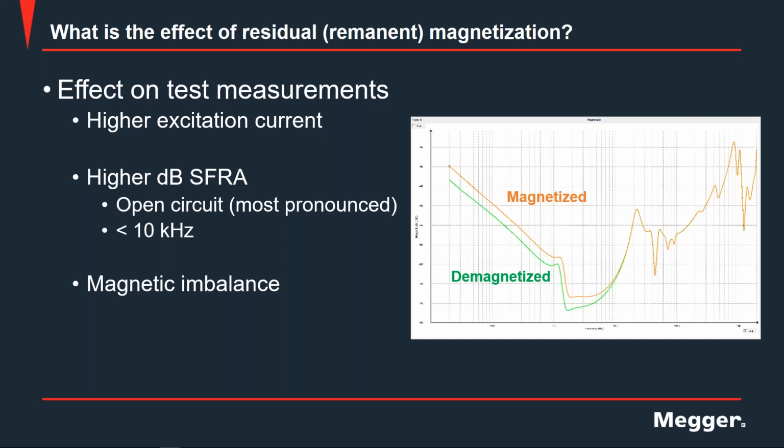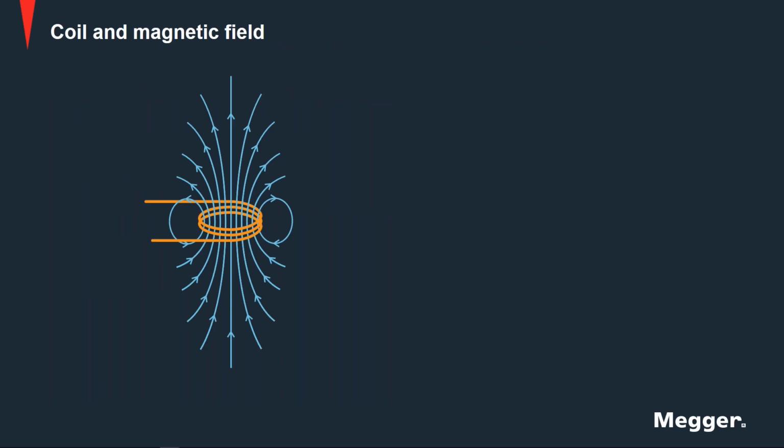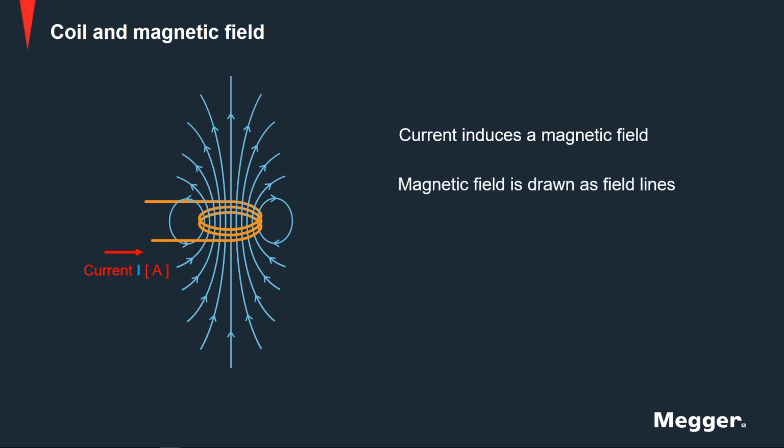So now that we have a good understanding of why understanding magnetization is important and what the effects are, we'll go over some of the basic principles of magnetization and how these fields are created. Basically, current will induce a magnetic field. These magnetic field lines are drawn as lines, and they're actually closed loops. While you only see one closed loop here, each one of these loops extends out farther and farther, but for illustrative purposes, we just show the one closed loop here in the center.